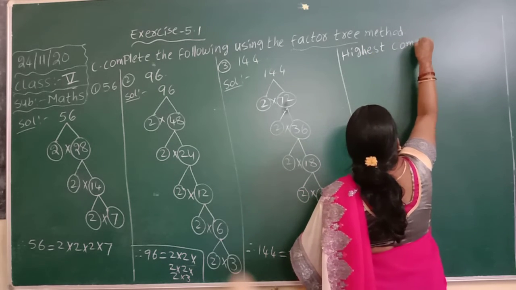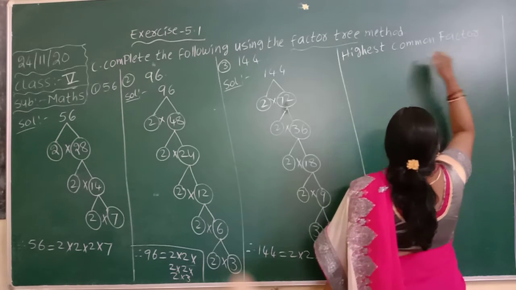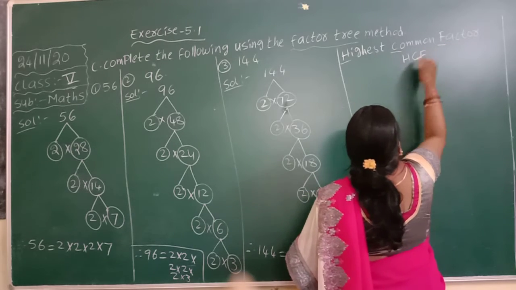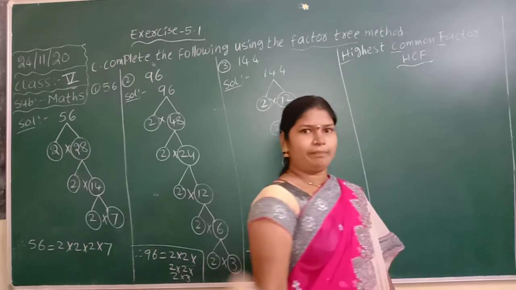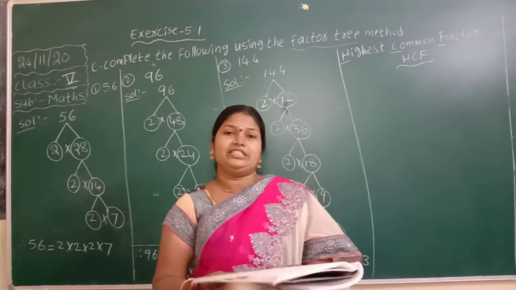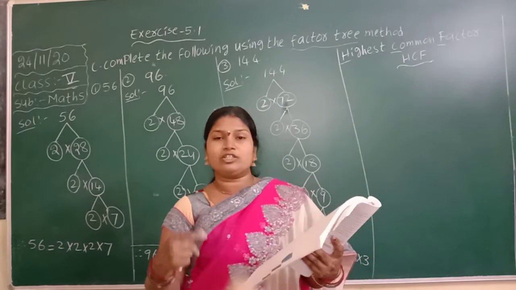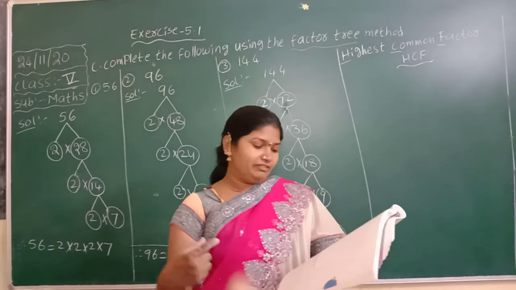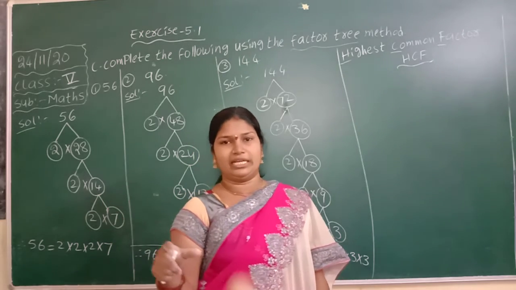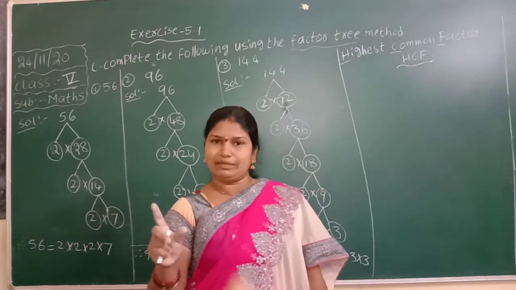H-I-G-H-E-S-T. Highest common factor is nothing but the shortcut we are saying, HCF. This is our next topic. What do you mean by HCF? The HCF of two or more numbers is their greatest common factor that divides the numbers exactly without leaving any remainder. It is known as the HCF of the given numbers.